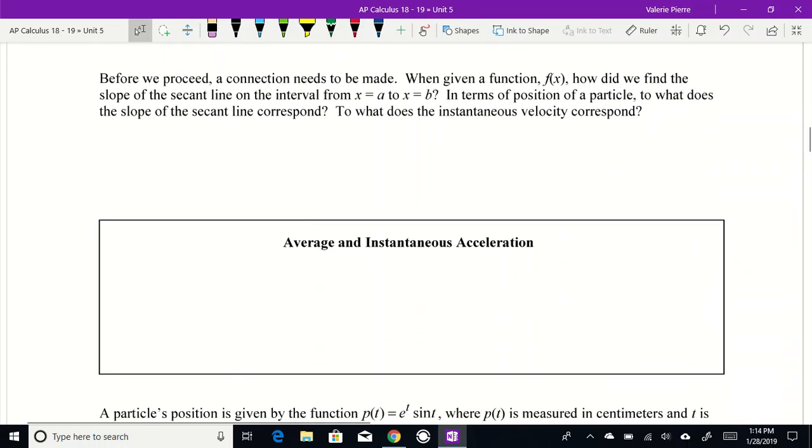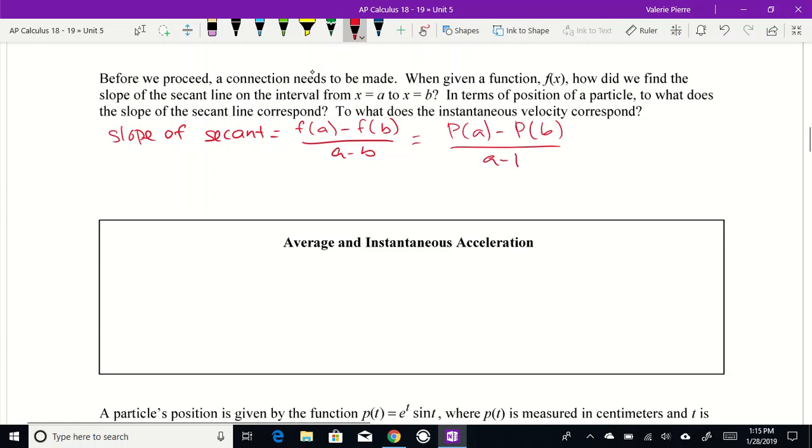So before we proceed, a connection must be made. When given a function f of x, how did we find the slope of the secant line on the interval from x equals a to x equals b? So the slope of secant was equal to f of a minus f of b all over a minus b, right? And this looks very familiar to our average velocity equation, which is equal to P of a minus P of b all over a minus b.